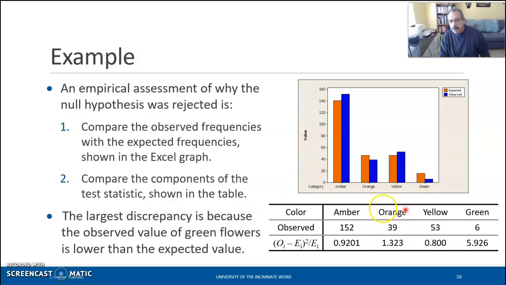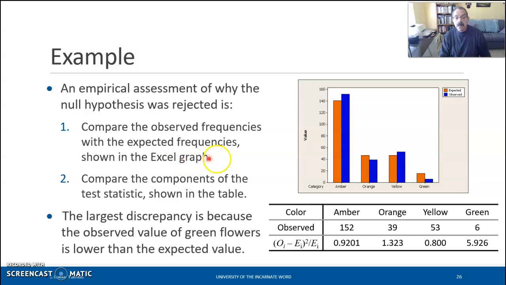And now in this table, we're listing the contributions to the overall chi-square value. And as we mentioned earlier, the largest chi-square contribution is for the green color. And so green appears to be the category that does not match the expected probability of success, because the observed number of green plants with green flowers is smaller, significantly smaller, or at least appears to be significantly smaller than what we expect.